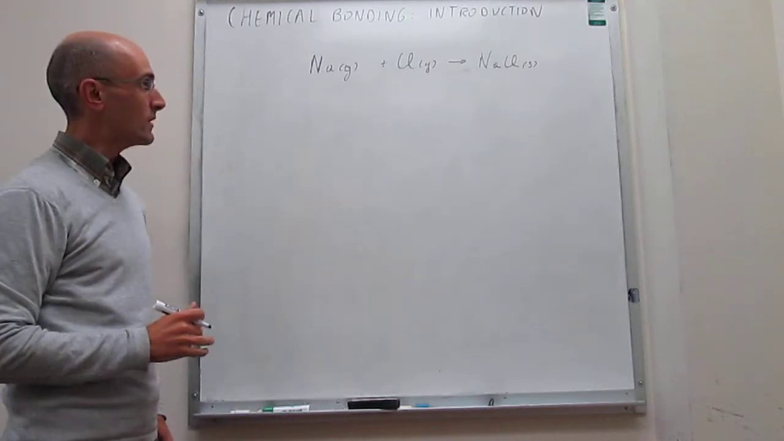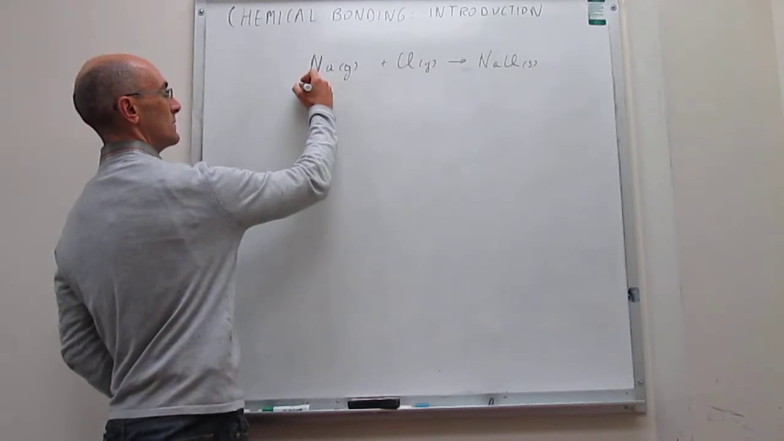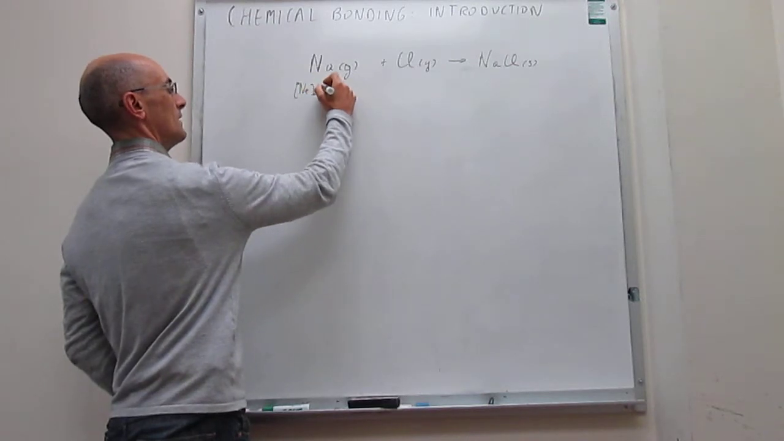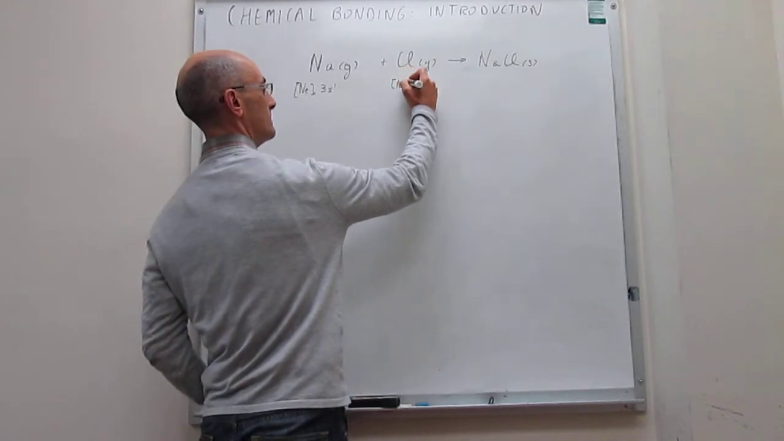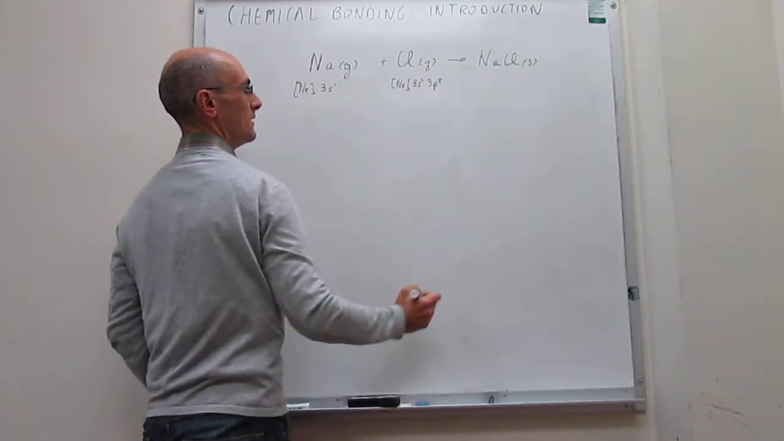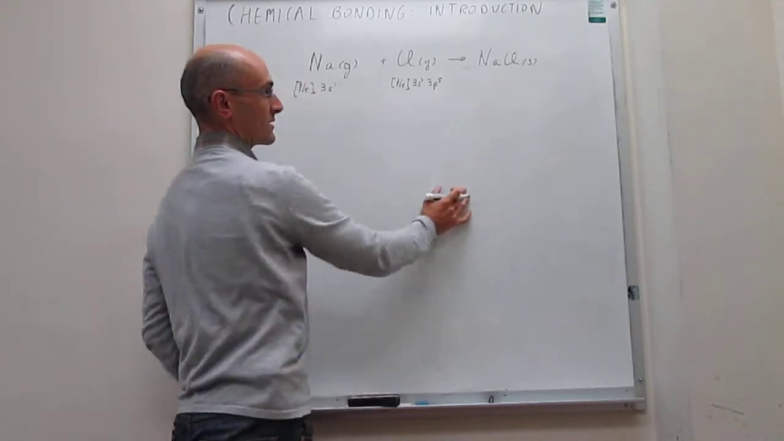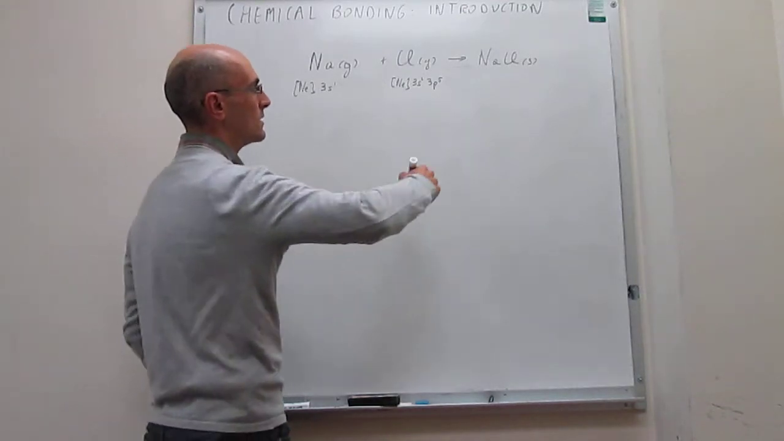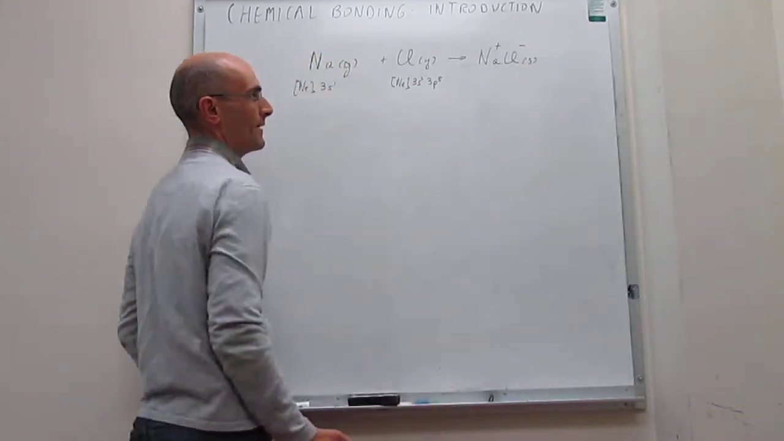If we look at the electronic configurations of sodium and chlorine, we have that the electronic configuration of sodium is equal to neon 3s1, and that for chlorine would be neon 3s2 3p5. What we know is that when these atoms are interacting in the ionic solid that we call sodium chloride, they're actually not neutral atoms, but they are ions. So sodium is actually a sodium +1 ion, and chloride is a -1 ion.